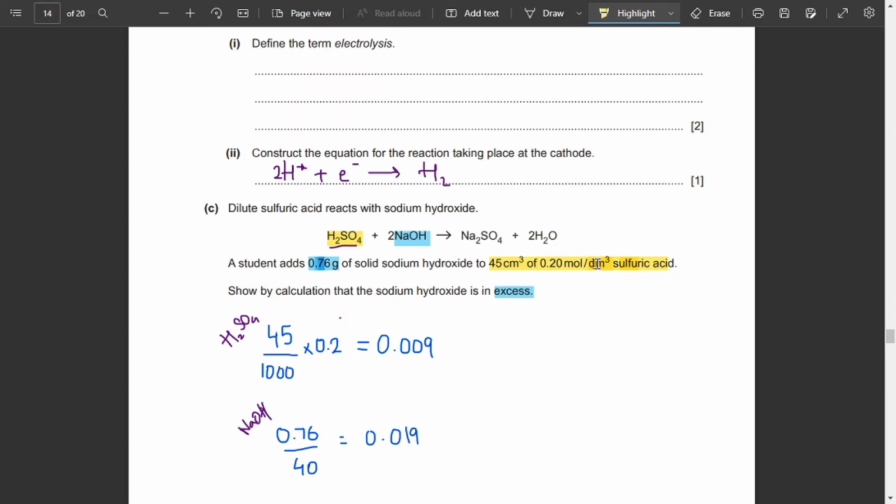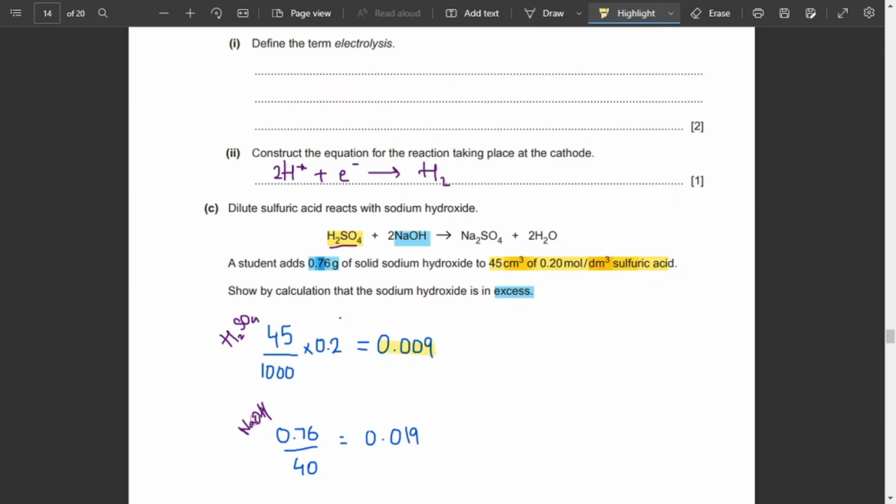You need to make sure you notice the units. If dm cube is given here, you must have the volume in dm cube too while writing the mathematical equation to keep it balanced. Then you multiply and find the answer. So it's 0.009 moles. This is the number of moles for sulfuric acid.